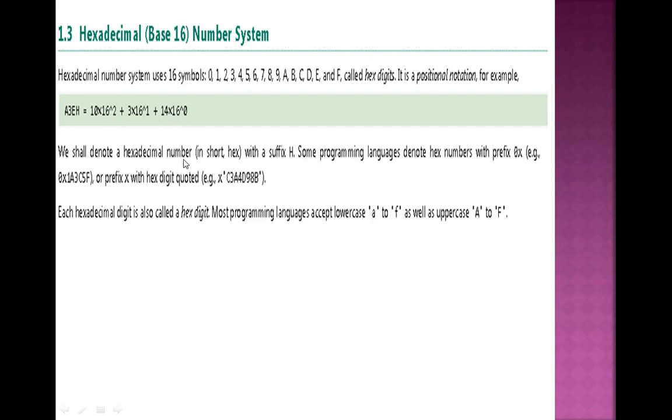This is the representation for the hexadecimal number system. We shall denote a hexadecimal number, in short hex, with a suffix. Some programming languages denote hex numbers with the prefix 0x. So H is your suffix and 0x is your prefix. Example, 0x1A3C5F, or H as a suffix with the hexadecimal. So hexadecimal is represented by a prefix or a suffix, using either X or H.